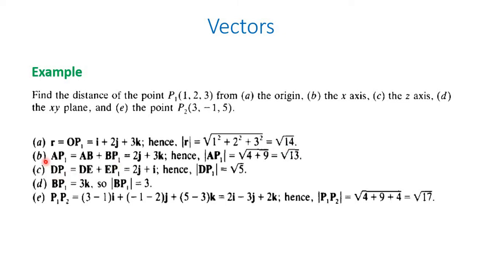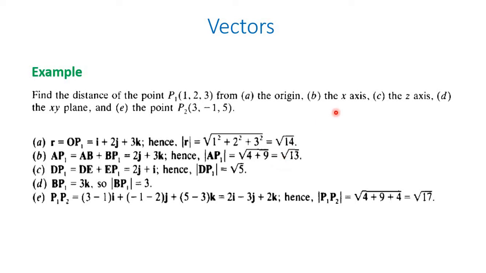Similarly, for part B, we have to determine the distance of the point P1 from the x-axis. When we talk about the x-axis, it means that the x component value is 0. So AP1, the distance from the x-axis, can be written as 2j plus 3k. The x term can be neglected, and 2j plus 3k will be the vector representing the point P1 from the x-axis. Hence its magnitude will be root of 2 square plus 3 square, and that will be equal to root 13.